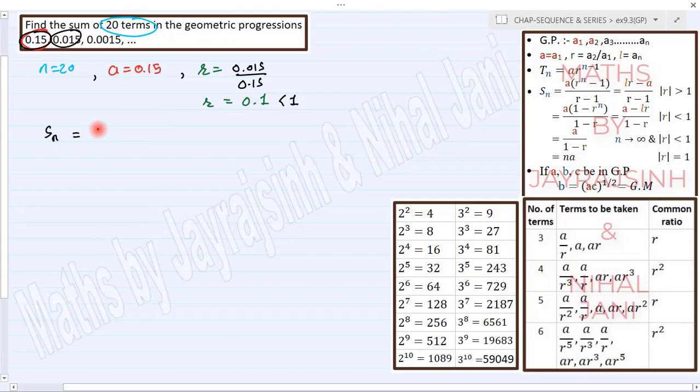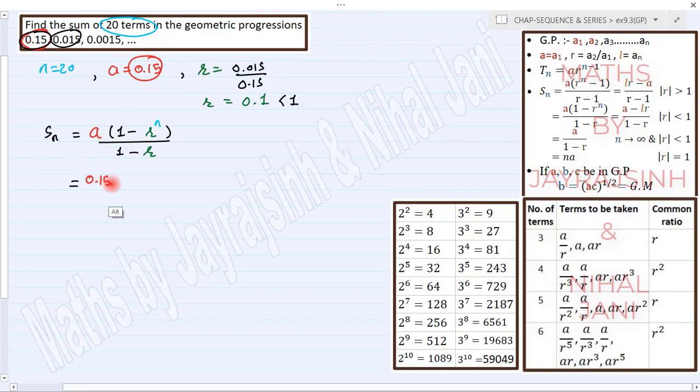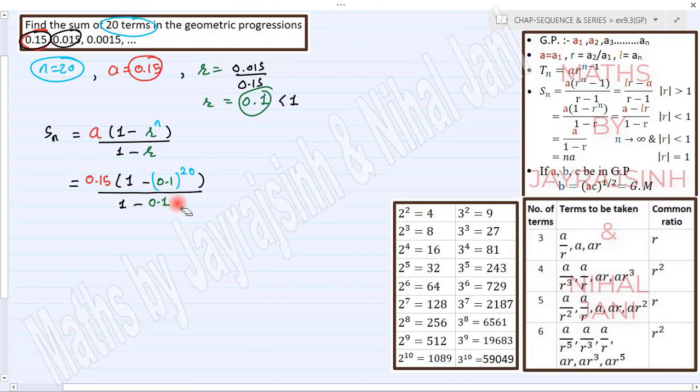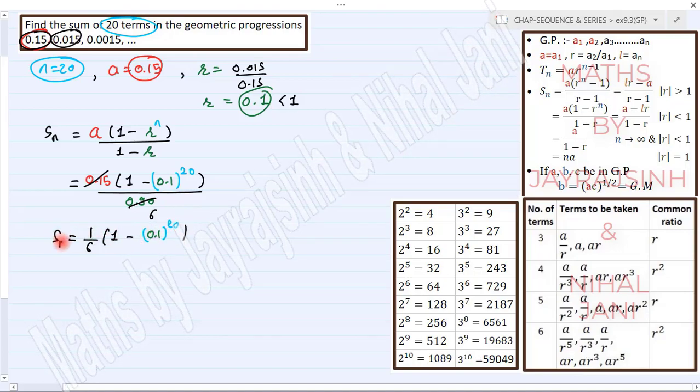So for r less than 1, we have to use a into (1 minus r raised to n) upon (1 minus r), where a is 0.15, r is 0.1 and the number of terms is 20. So in the denominator we will get 1 minus 0.1, or 0.90, and we know that 0.15 divided by 0.9 gives 1 by 6. So (1 minus 0.1 raised to 20) upon 6 is your final answer.